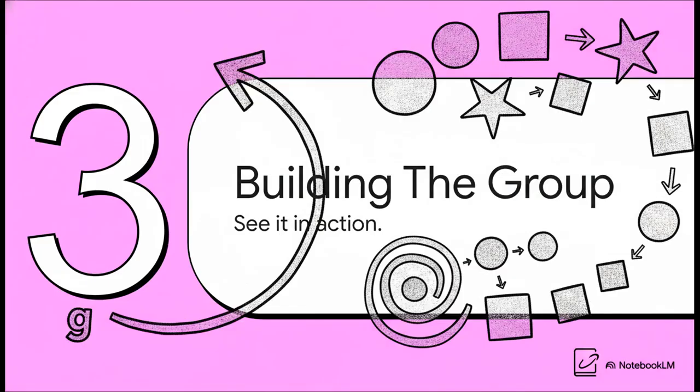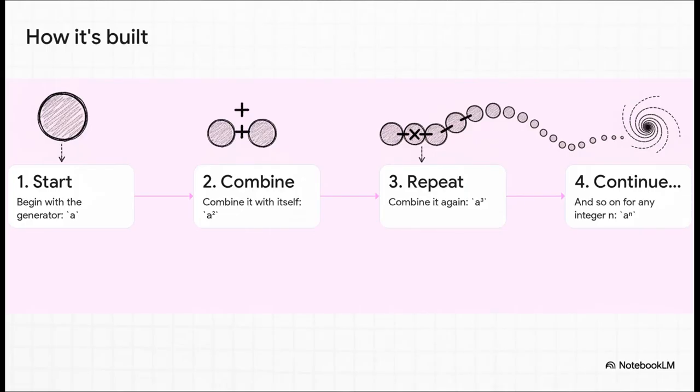Okay, I know this all sounds a little abstract, so let's make it real. Let's actually watch the generator build a group, step by step. It's really just a simple, repetitive process. You start with your generator, A, then you combine A with itself, and boom, you get the next element, A squared. You do it again, you get A cubed. You just keep going like this, creating this whole chain of new elements from that one single starting point.